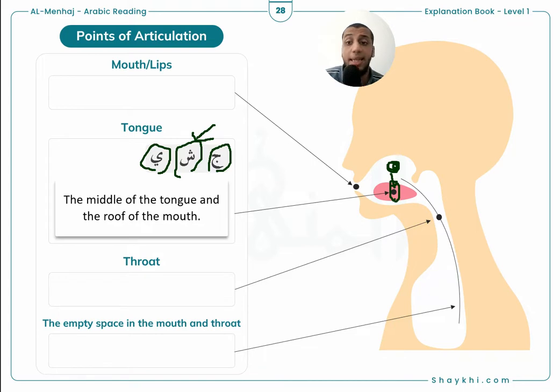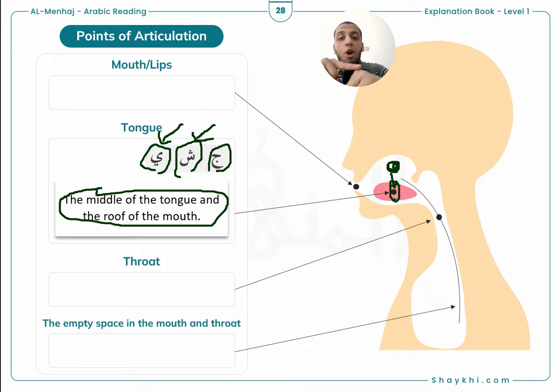Let's now discover the letter Ya. How will the middle part of the tongue with the roof of the mouth produce the letter Ya? The middle part of the tongue will go against the roof of the mouth, but they will not meet completely also. So with the letter Ya and the letter Sheen, both of them, the middle part of the tongue will go against the roof of the mouth, but they will not meet completely.